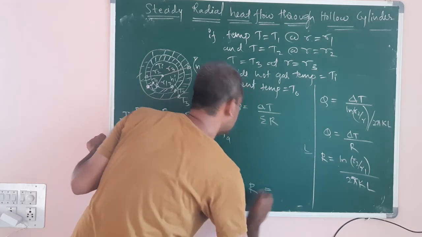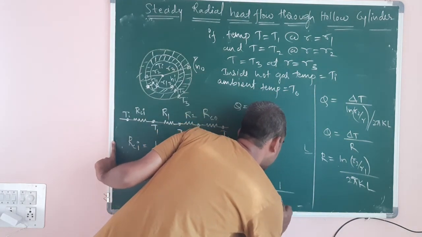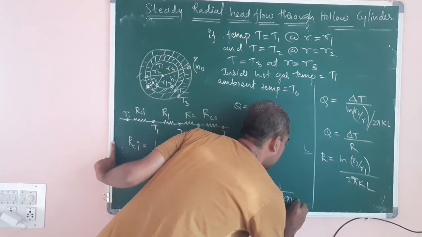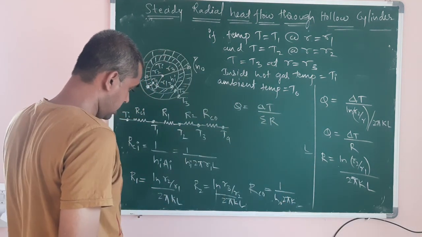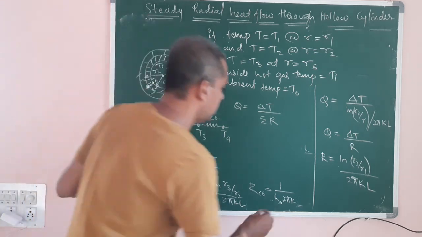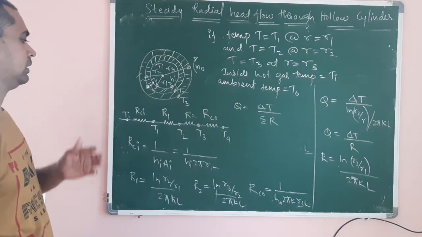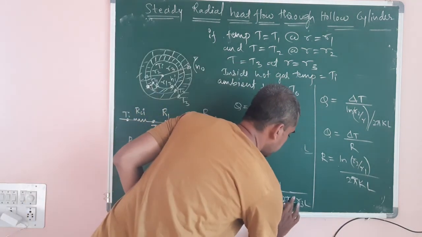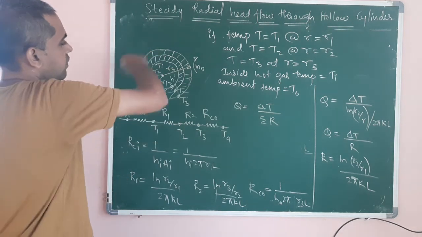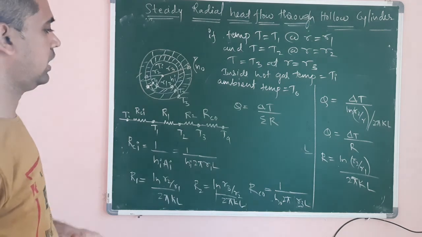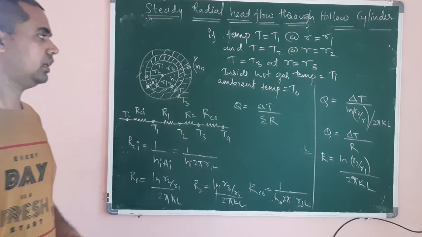In a similar way, RC0. RC0 is the convection thermal resistance. Therefore, you have to calculate 1 divided by h naught into the area, that is 2 pi R3 into L. K will not come into the picture. That is the external surface area. If you substitute all this in the summation here, you will get the Q value.